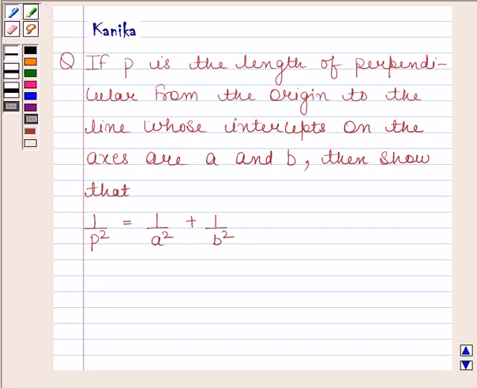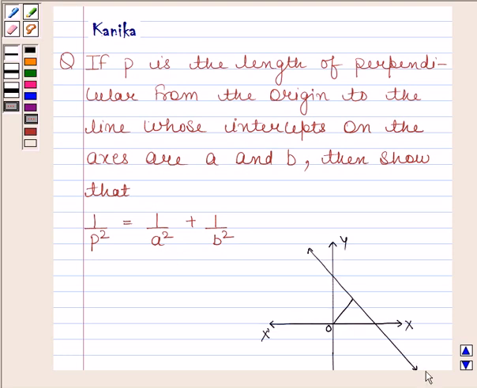Let us discuss the following question. The question says, if P is the length of perpendicular from the origin to the line whose intercepts on the axes are A and B, then show that 1 by P square is equal to 1 by A square plus 1 by B square.